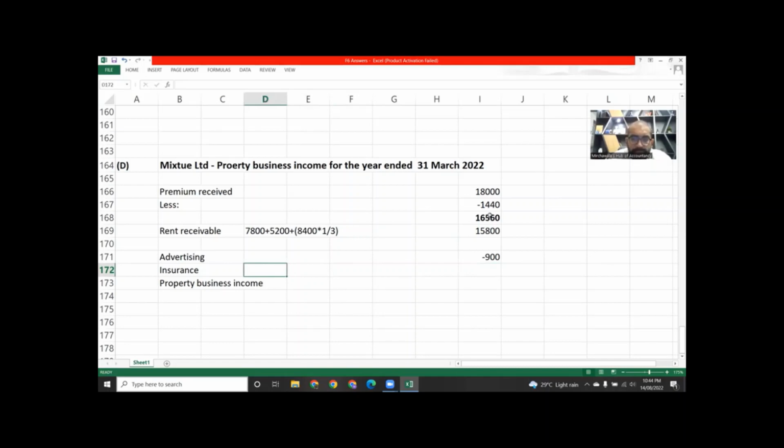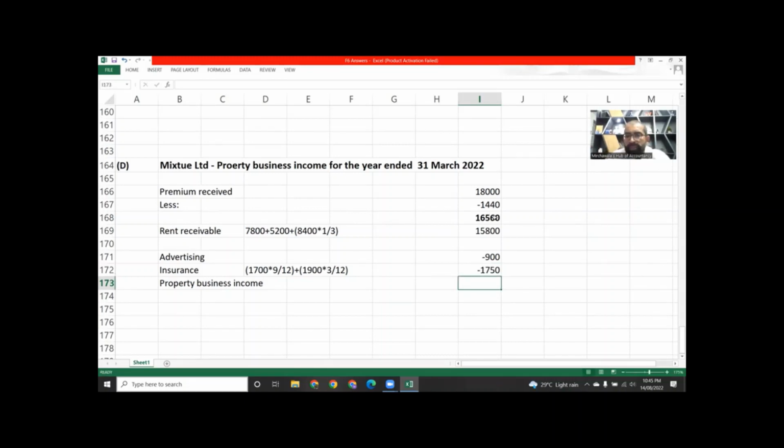How to calculate insurance? Look here. For insurance, the first 9 months is 1,700 times 9/12, bracket close, then plus the second number, 1,900 times 3/12. 1,900 times 3 divided by 12. This will come out to be 1,750. Okay, so these two are the allowed expenses.